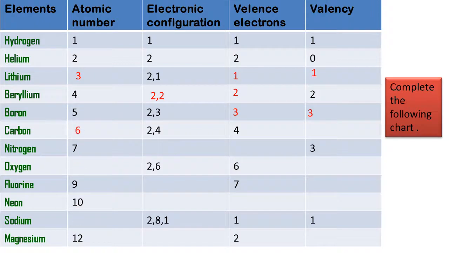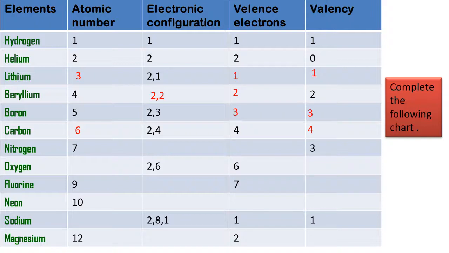Okay, carbon, atomic number 6, electronic configuration 2, 4, valence electrons are 4 and valency is 4. Okay, so students, till here we can understand that if the valence electrons are less than 4 or 4, the valency will be as it is. Like here in the carbon atom, 4 valence electrons are there, so valency is 4. That means it can easily accept or lose the electron.